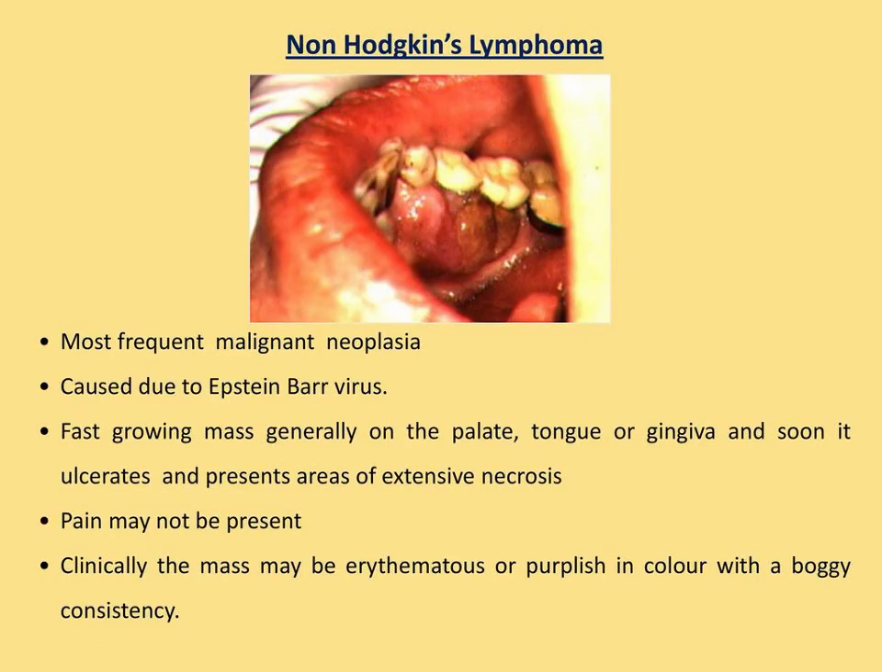Next one is non-Hodgkin's lymphoma. It is the most frequent malignant neoplasia, caused by Epstein-Barr virus, which causes a growing mass generally on the palate, tongue, and gingiva, and it soon ulcerates and presents an area of extensive necrosis. Pain may not be present. Clinically, the mass may be erythematous, purplish in color, with a boggy consistency.